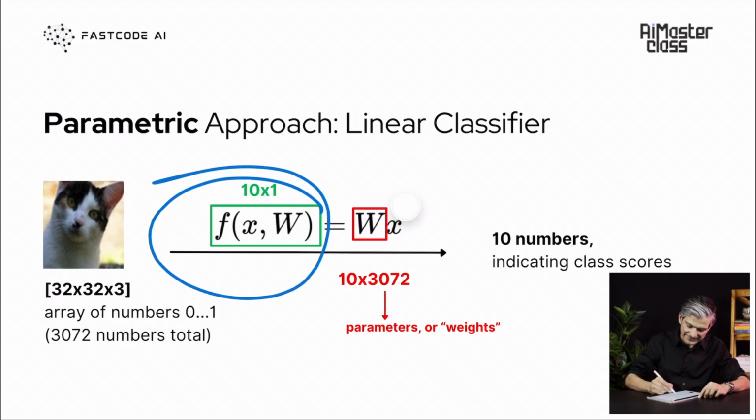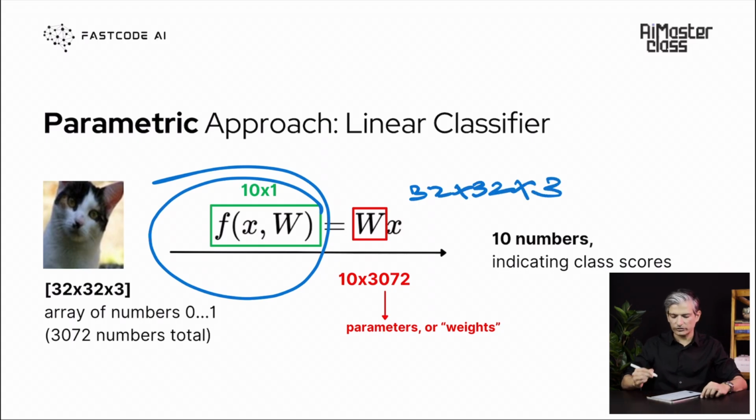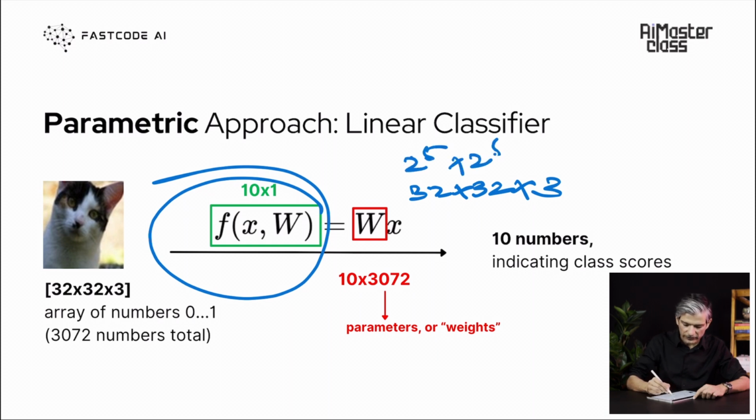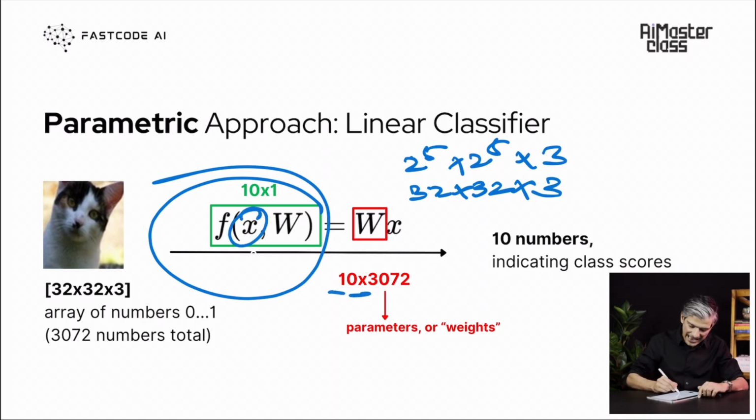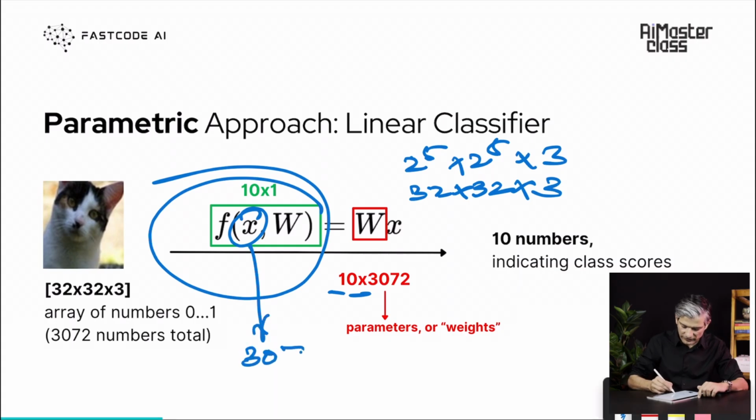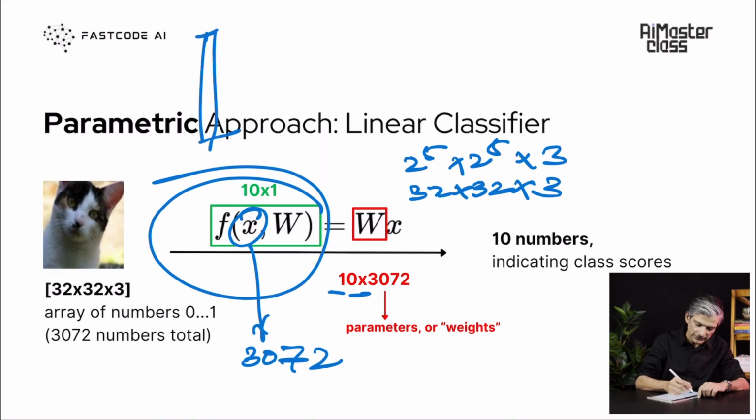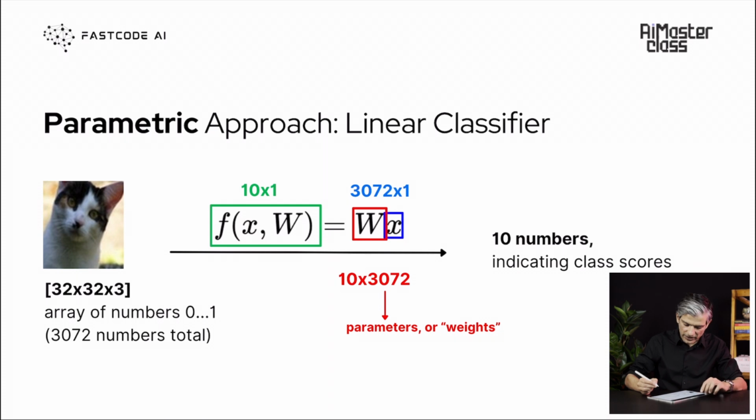And what is X? X is of size 32 cross 32 cross 3. How much is 32 cross 32 cross 3? Well, 32 is 2 to the power 5, so 2 to the power 5 into 2 to the power 5 is 2 to the power 10, which is 1024. 1024 into 3 is 3072. So we have our input X as one long vector of size 3072.